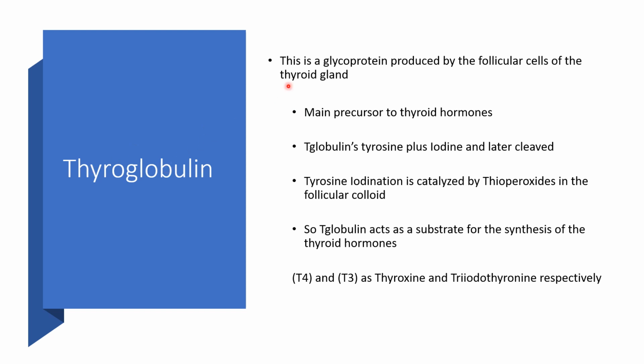Thyroglobulin is a glycoprotein produced by the follicular cells of the thyroid gland. It is the main precursor to thyroid hormones. The thyroglobulin's tyrosine plus iodine will later couple. Tyrosine iodination is catalyzed by thyroperoxidase in the follicular colloid. So, thyroglobulin will act as a substrate for the synthesis of the thyroid hormones. T4 and T3, known as thyroxine and triiodothyronine respectively, are the final products. T4 is thyroxine, while T3 is triiodothyronine.